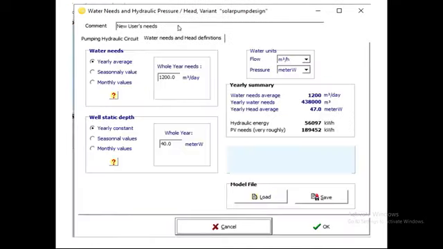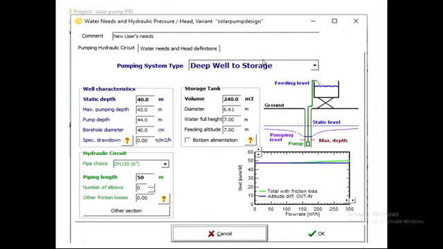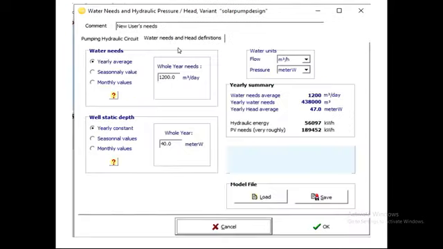Next, go to the same window. This is water needs. Sorry, this is the pumping hydraulic circuit, and click on the water needs. Then you will get this one. So here, for the whole year, it requires 200 meter cube per day. And static depth you can choose for the whole year the same, 40 meters. Next, click on OK.